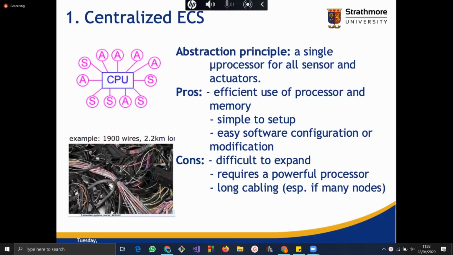Then it requires a powerful processor. The more actuators and sensors you add, the more demanding they'll be on the processor, so you require a very powerful processor. Then the cabling is very chaotic. This picture shows how your cabling can be very chaotic, because everything is connected to one single point.